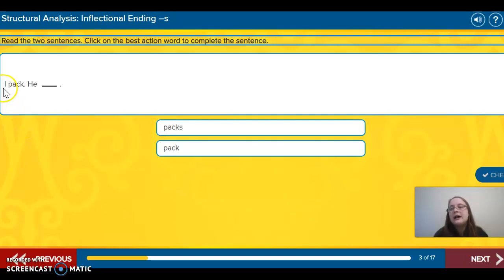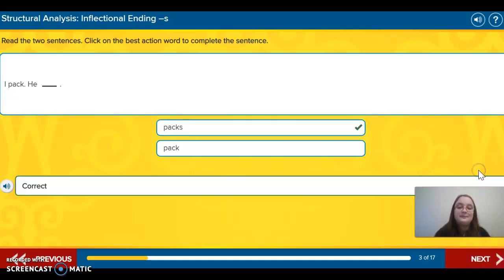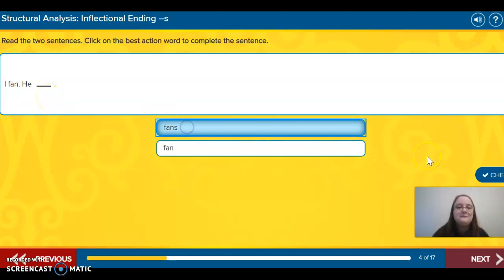So this one says, I pack, he, blank. So remember, he is our naming part, pack is our action word. So we find packs with an S on the end because it follows a naming part. But listen to this, guys. I pack, he pack. Does that make sense? Not really. It doesn't sound right. I pack, he packs. That sounds a lot better. Awesome, friends. And our last one, I fan, he. Fill in the blank for me, guys. I hope everybody said fans.